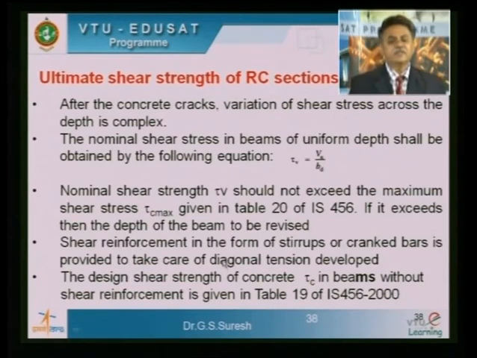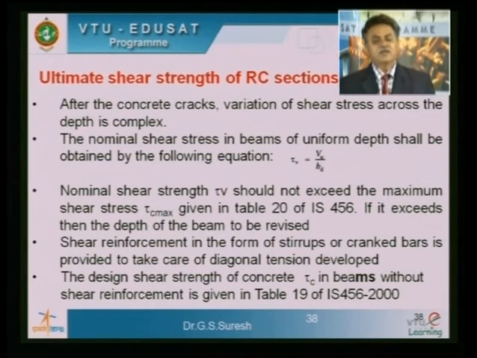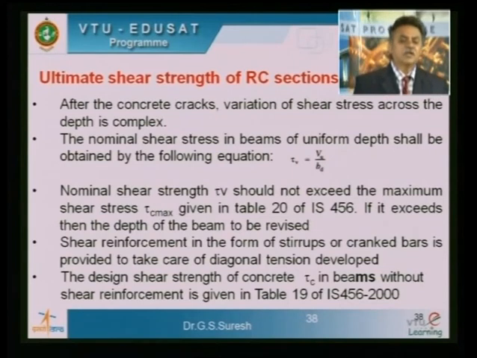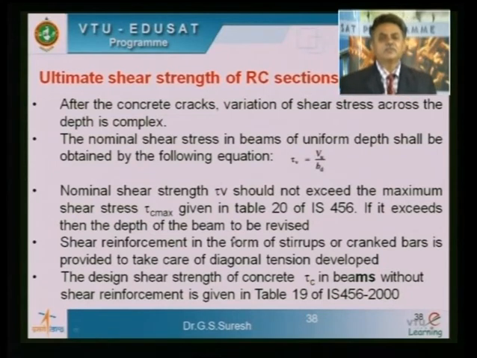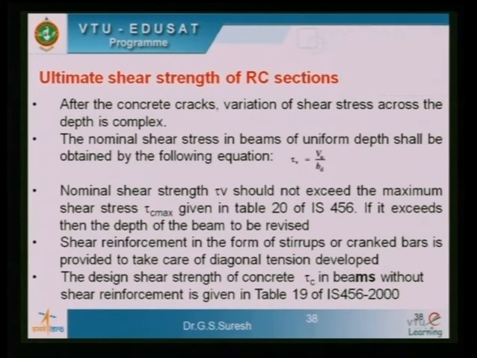Then to take care of the shear, which produces principal tensile stress in the portion of the concrete, we provide the shear reinforcement. The shear reinforcement is in the form of either vertical stirrups or bent up bars. This I will show you on the board, how this looks.